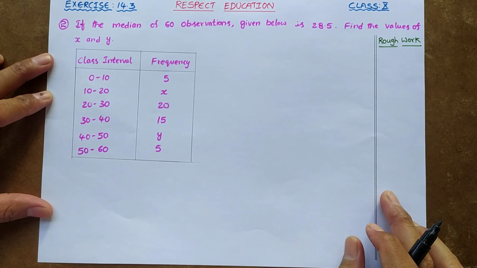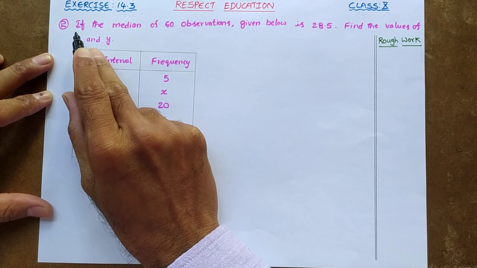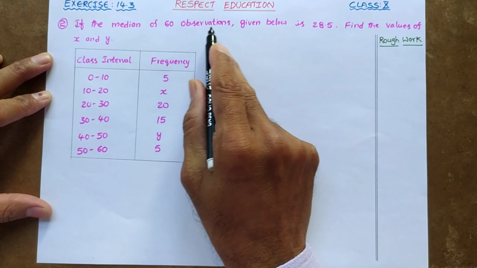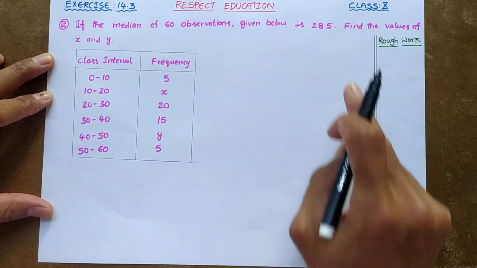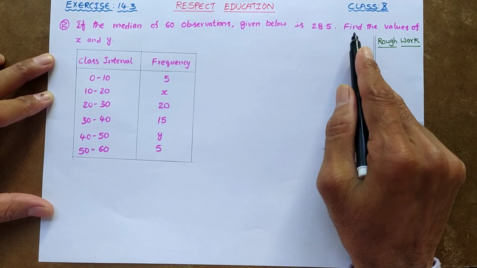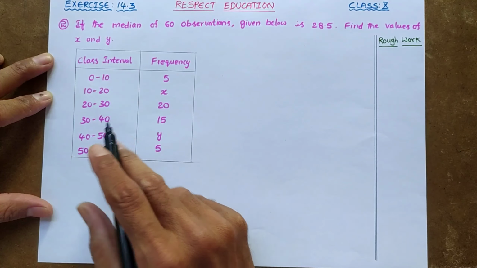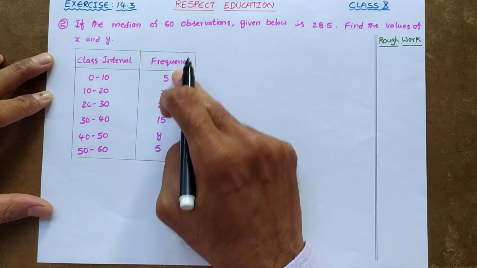Now we see question number 2. If the median of 60 observations given below is 28.5, find the values of x and y. Here class intervals are given and frequency is also given.